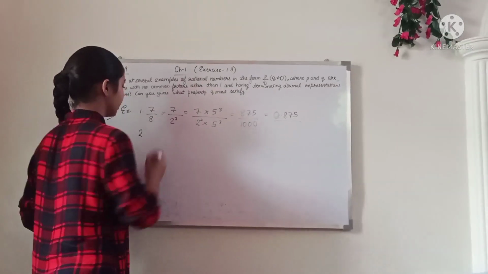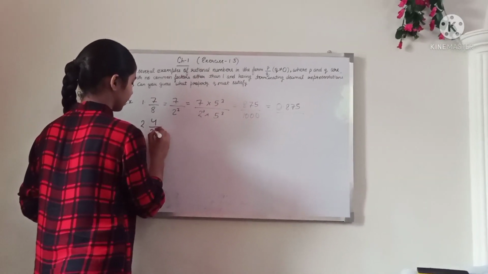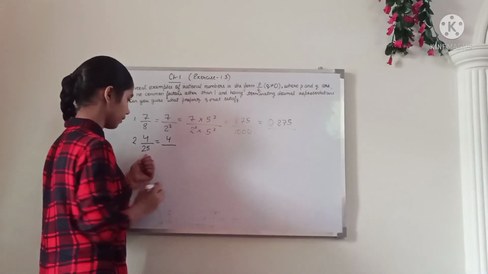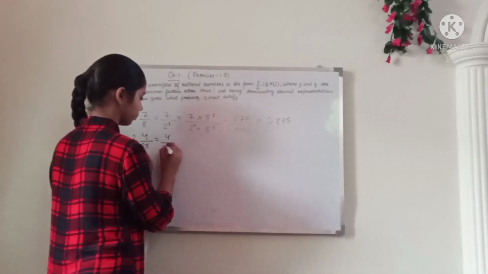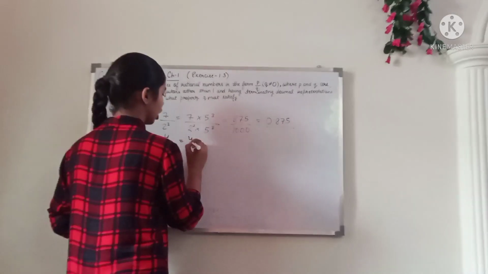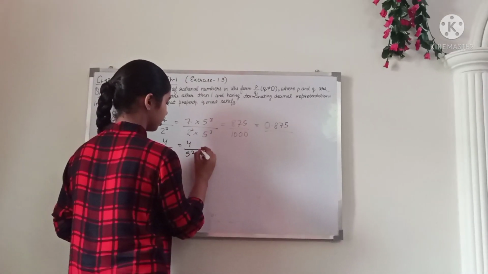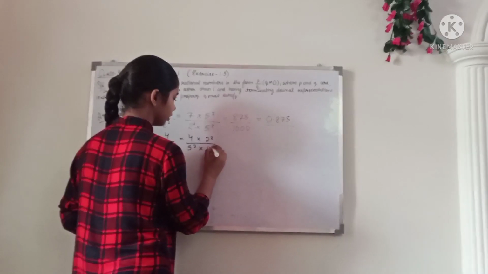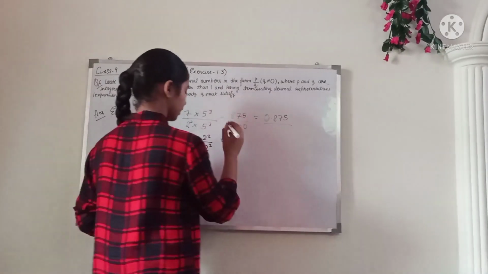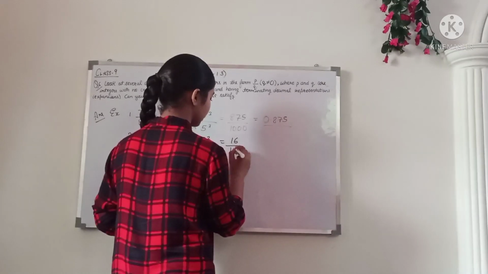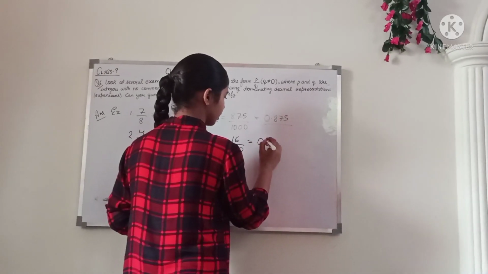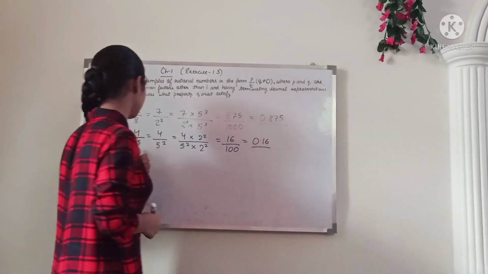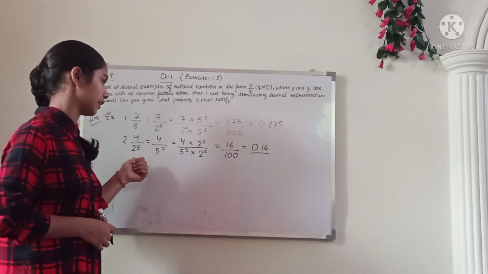Now the second example is 4 upon 25. We can write 25 as 5 to the power 2. Now multiply 5 to the power 2 and 4 into 2 to the power 2. So what is the answer? 16 upon 100, that is 0.16. So 0.16 is the decimal expansion of 4 upon 25.